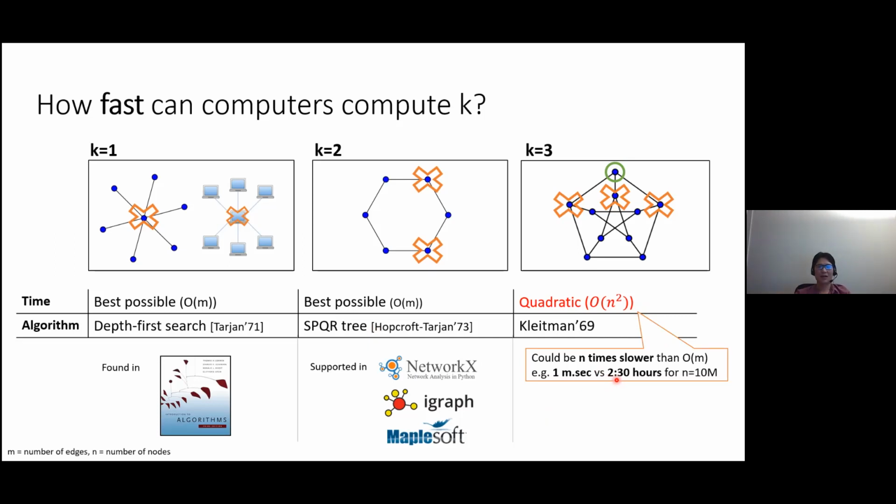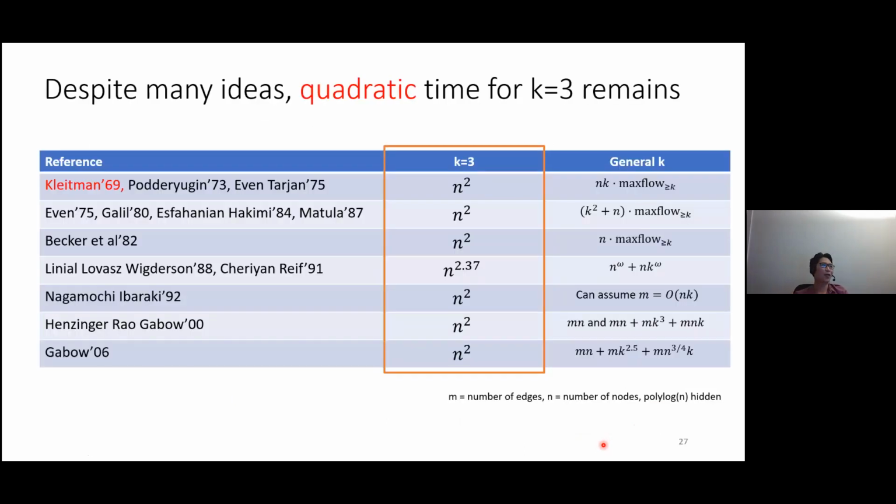And in fact, this is the best we know so far. It was even conjectured in 74, 1 year after Hopcroft got this result with Tarjan, when he started to think that everything should be linear. So he made a conjecture in his book in 74 that there should be linear time for all k. It turns out that so far, despite many ideas that people thought about, this quadratic time is still the best you can do for k equals 3.